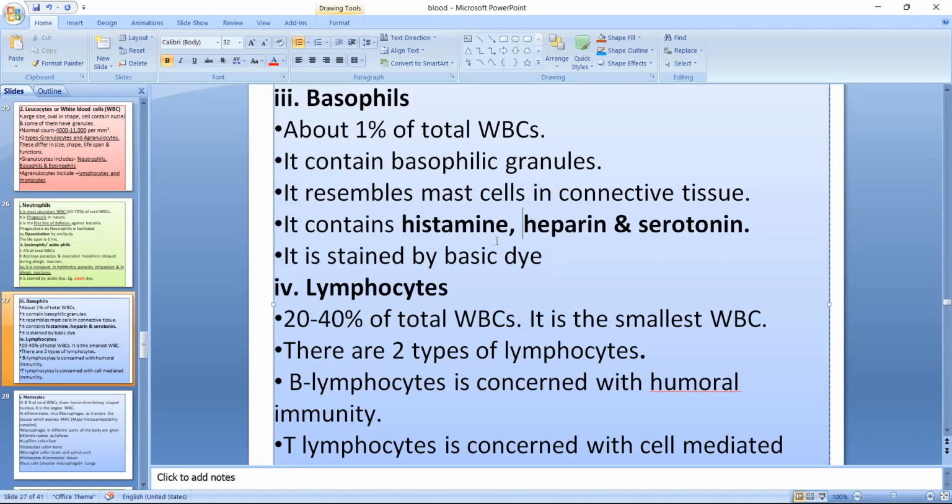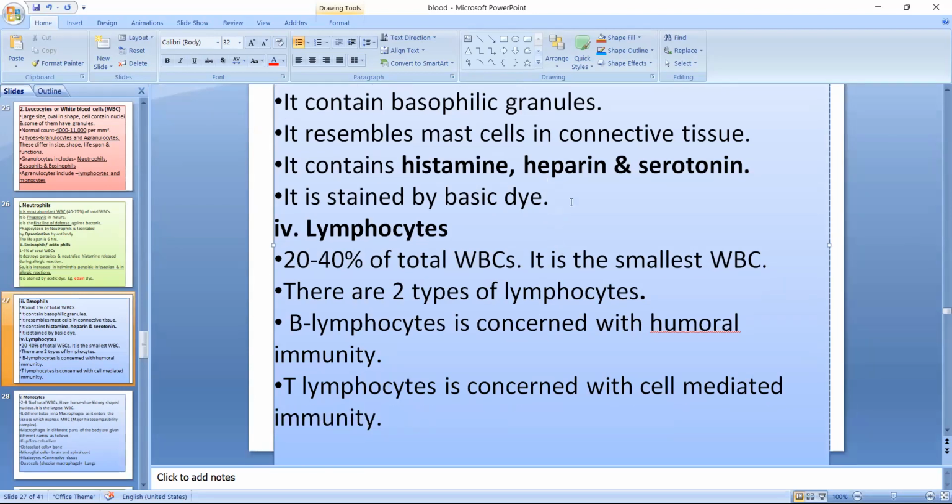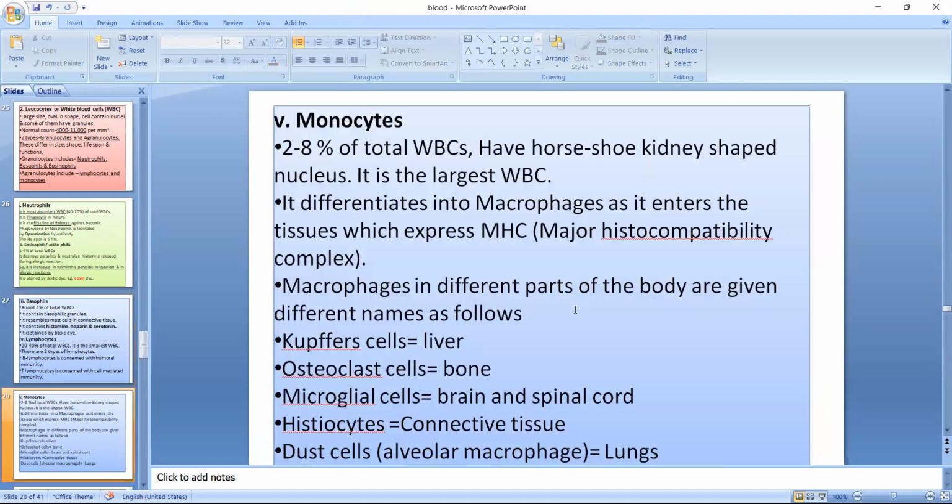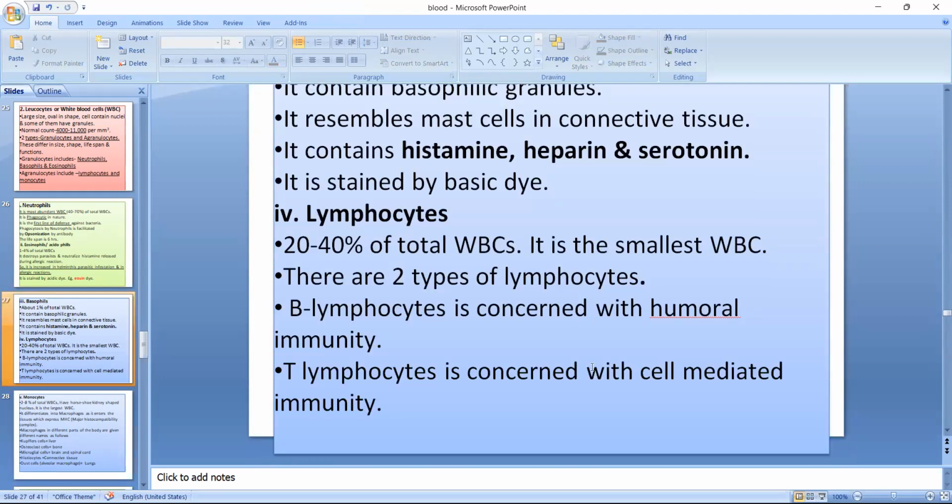Mast cells and basophils are both responsible for type 1 hypersensitivity. These basophils contain granules in which histamine, heparin, and serotonin are present, which cause the allergy in allergic conditions. They give a particular color when we add basic dye. That is about the granulocytes, and we have discussed the lymphocytes.